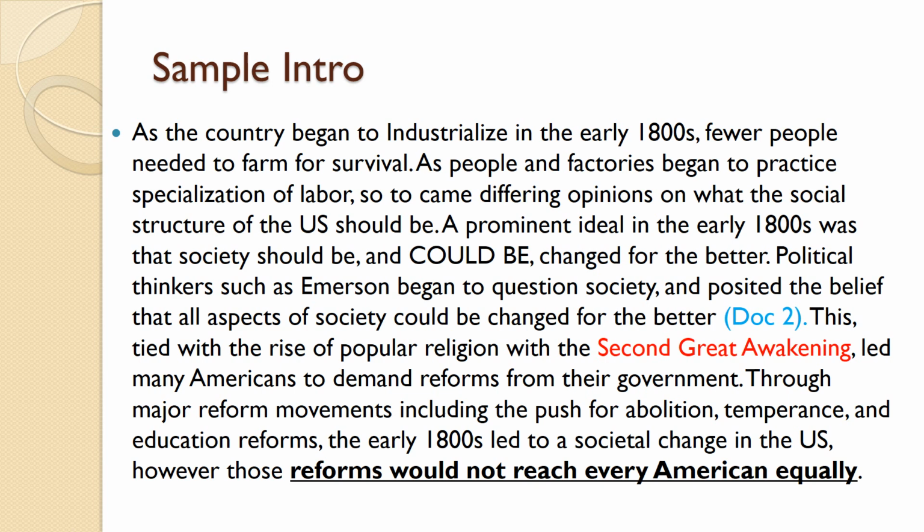As the country began to industrialize in the early 1800s, fewer people needed to farm for survival. As people and factories began to practice specialization of labor, so too came differing opinions on what the social structure of the U.S. should be. A prominent ideal in the early 1800s was that society should be and could be changed for the better. Political thinkers such as Emerson began to question society and posited the belief that all aspects of society could be changed for the better. This, tied with the rise of popular religion with the Second Great Awakening, led many Americans to demand reforms from their government.